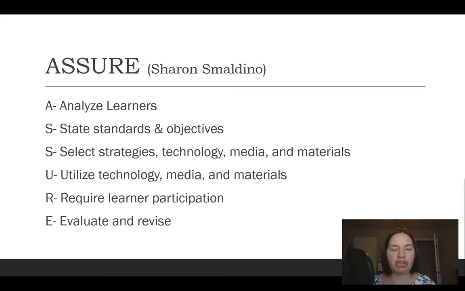This one, ASSURE, is used a lot with K-12 teachers, where we're going to analyze learners, state our standards, select strategies, utilize materials, require learner participation, and then evaluate and revise. So it's a little bit more teacher-focused. It works well with this ASSURE model for the person who will actually be implementing the design.